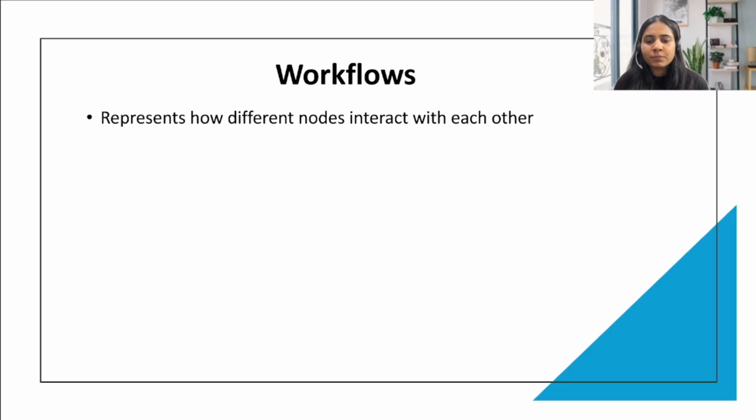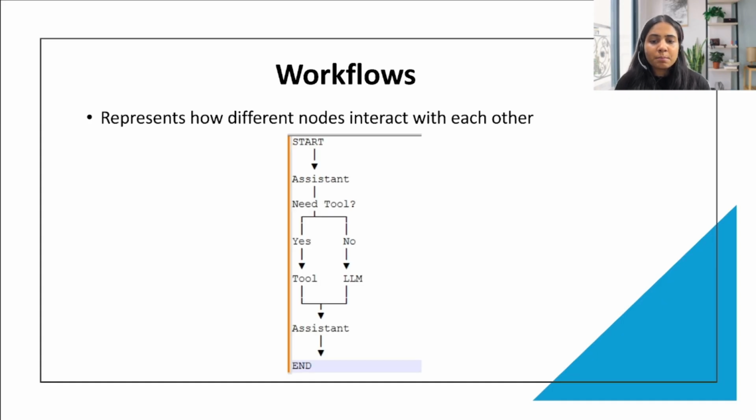Then workflows. A workflow represents how different components or nodes interact with each other. We can arrange the nodes in a workflow and make it a complex or dynamic workflow. It depends on how we are going to use it. Unlike LangChain, a LangGraph workflow will include branching, loops, parallel execution, human approval, and multiple agents. So this is completely different from the LangChain workflow.